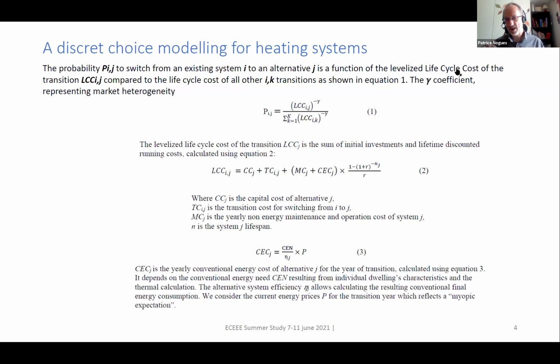So here we have the small r, which is the private discount rate for the household, and n, which is the number of years of the lifetime of our technology. And for our energy bill, we consider the conventional consumption of the household, because in general, the energy companies base their calculation on the conventional behavior, not on the real bills of the household. We consider the efficiency of the system, and we consider the current price of energy, which reflects a myopic expectation, which is something quite classical.